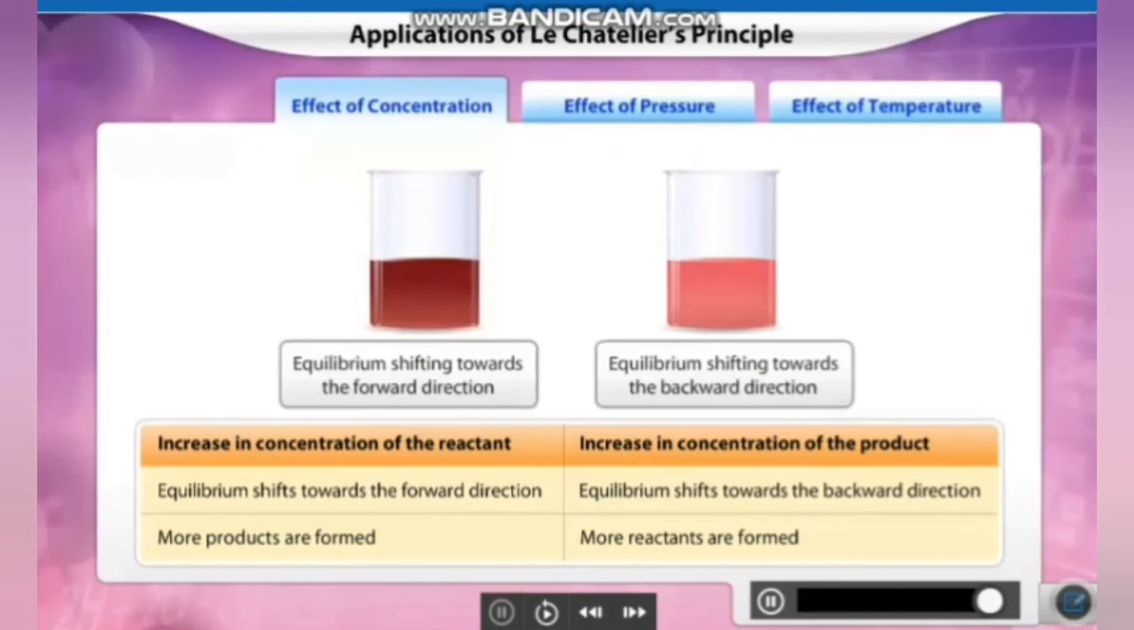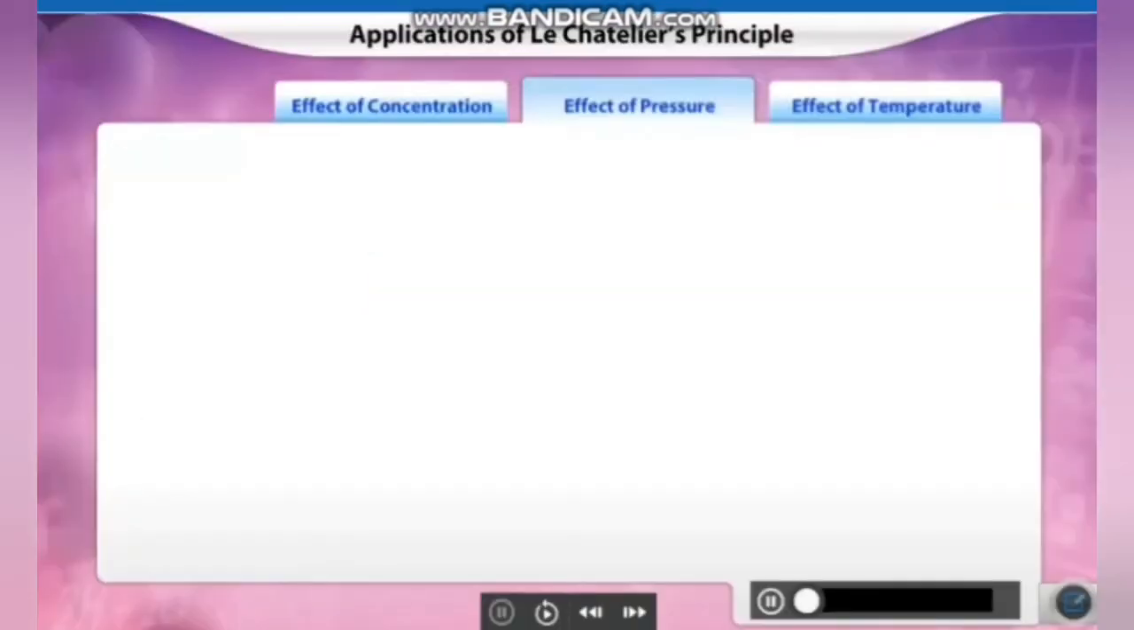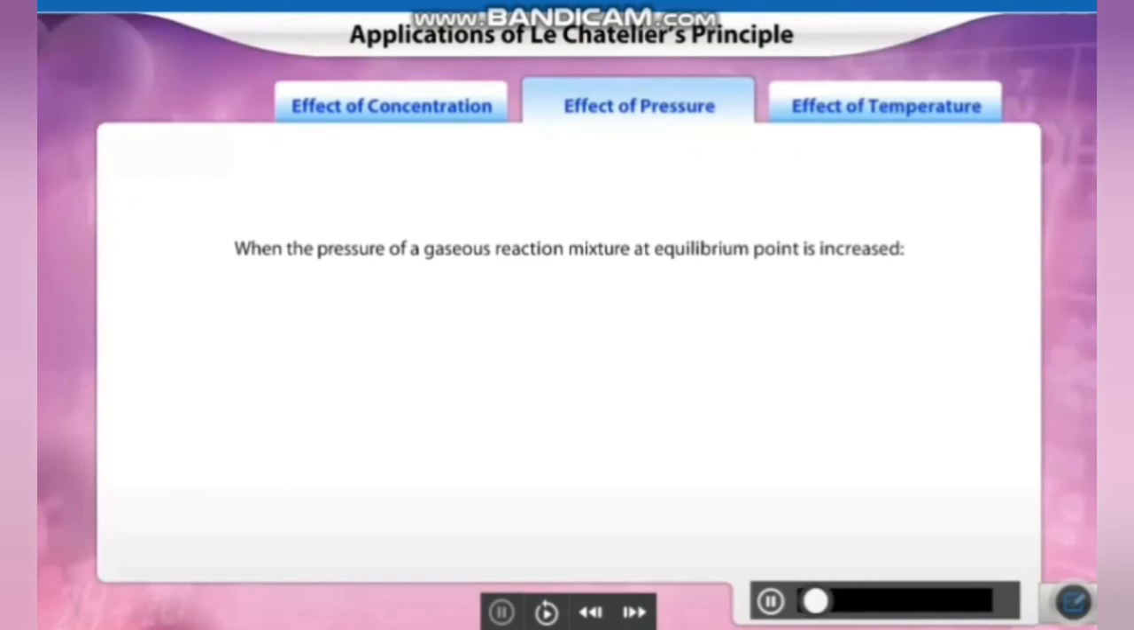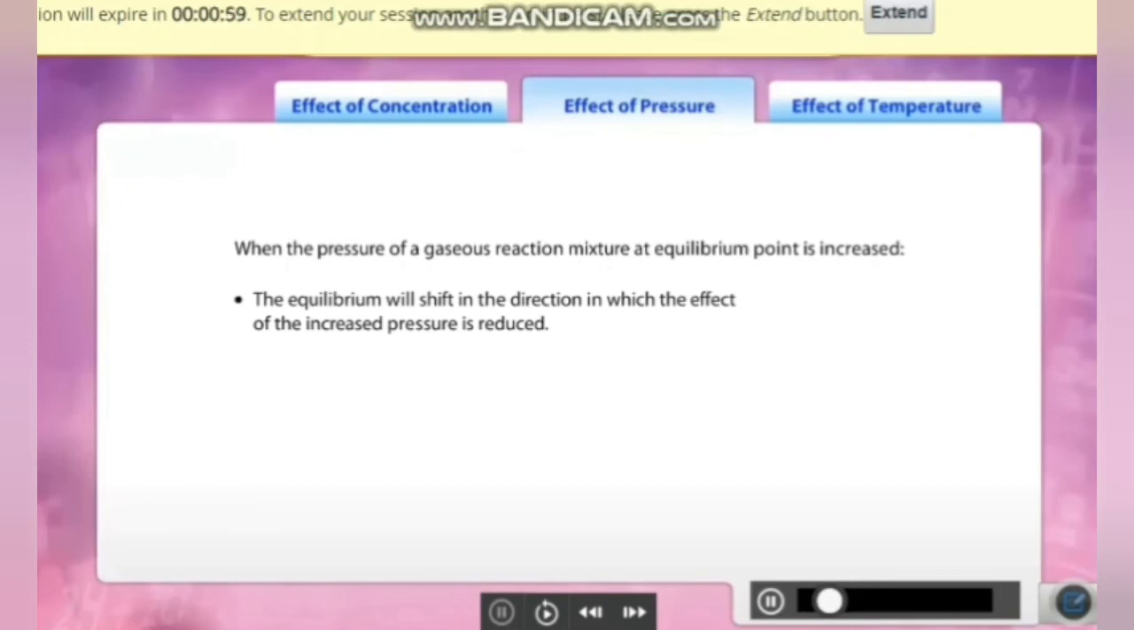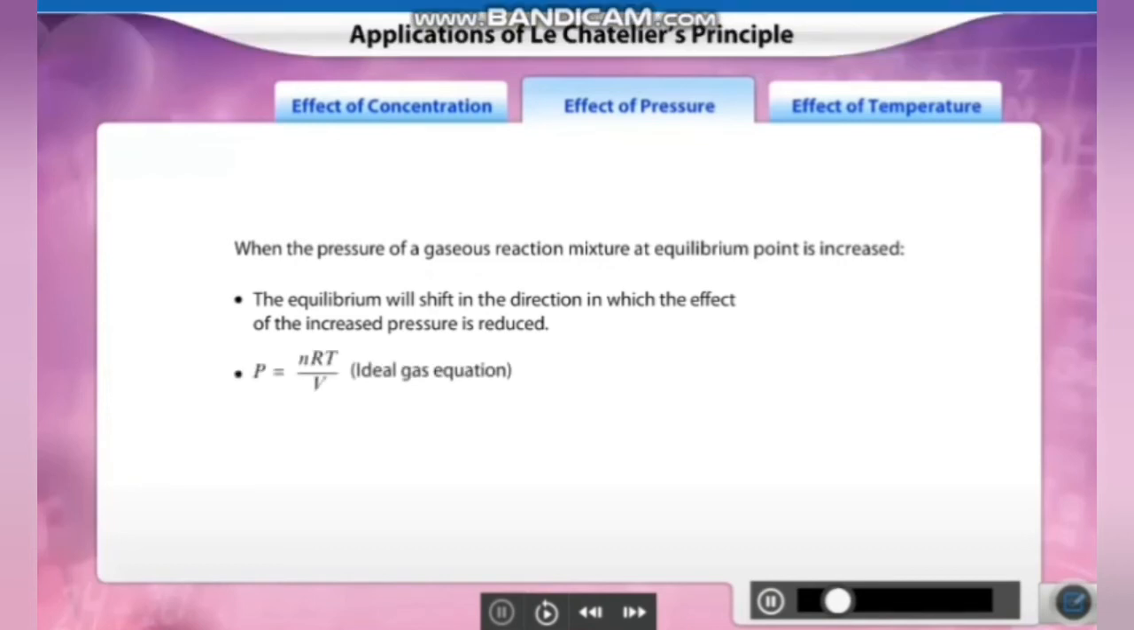Now, let us study the effect of pressure according to Le Chatelier's principle. According to Le Chatelier's principle, if there is an increase or decrease in pressure, the system will shift in the direction according to the fewer number of molecules. When the pressure of a gaseous reaction mixture at equilibrium point is increased, as we know, the equilibrium will shift in the direction in which the effect of increased pressure is reduced. According to Boyle's law, pressure is inversely proportional to volume. Hence, an increase in pressure will decrease the volume, thereby decreasing the number of molecules according to Avogadro's law.